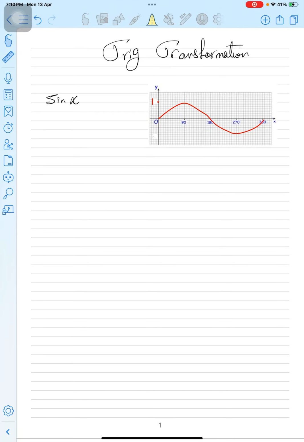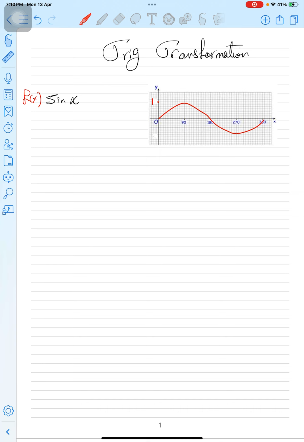Everyone. Now we're talking about how we can transform the sine angles according to our curriculum here. So this is the sine angle. I'm talking about if I have the functions. Which are the functions? This is f of x, of course, and this is sine x.